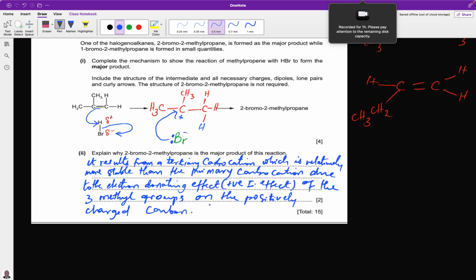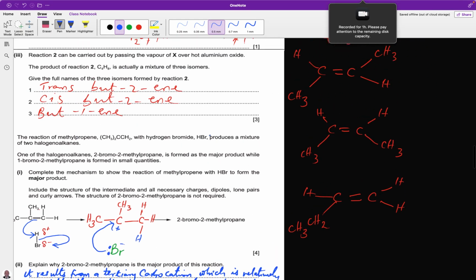So that is it. This product, from what I just explained for you for the purpose of revision, has resulted from a tertiary carbocation, which is relatively more stable than the primary carbocation due to the electron donating effect. This is as a result of the electron donating effect or the positive inductive effect of the three methyl groups on the positively charged carbon.